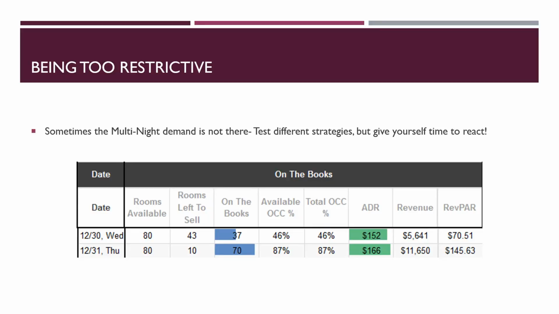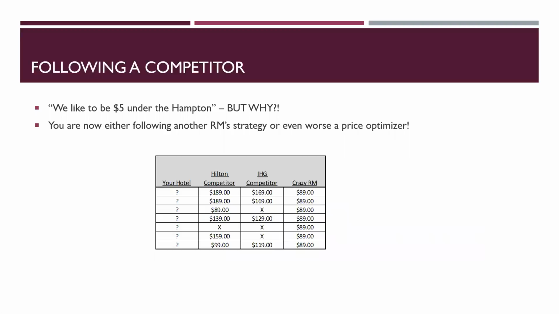Let's move on to the next point, following a competitor. If you're a revenue manager, you've probably heard this a million times or something similar to it. We like to be $5 under the Hampton, or we like to be $5 under the Marriott. So you've got to ask why. Why would you ever want to do that? You're now following another revenue manager's strategy, or even worse, you're following a price optimizer.